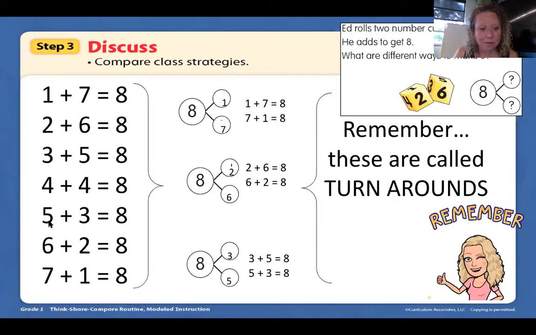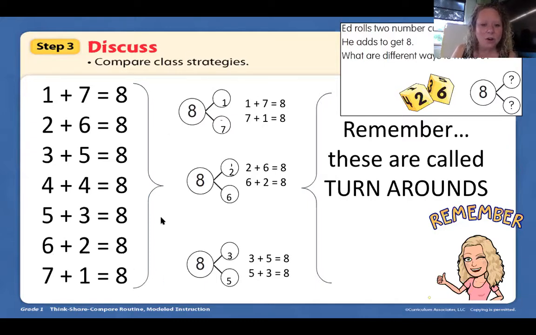He could have rolled a 5 and 3 to get 8. He could have rolled a 6 and 2 to get 8. And he could have rolled a 7 and 1 to get 8.